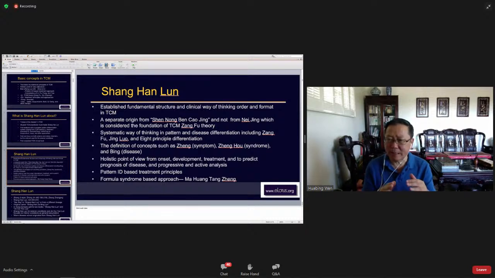So this is to give you a little bit of background: where is Shang Han Lun from, and what's the difference between Shang Han Lun and Nei Jing? In terms of the definition of symptom, syndrome and disease, it's already there. From a holistic point of view, from disease onset, development, treatment, and to predicting the prognosis of disease, and the progressive and active analysis. So we always talk about this in TCM, right?